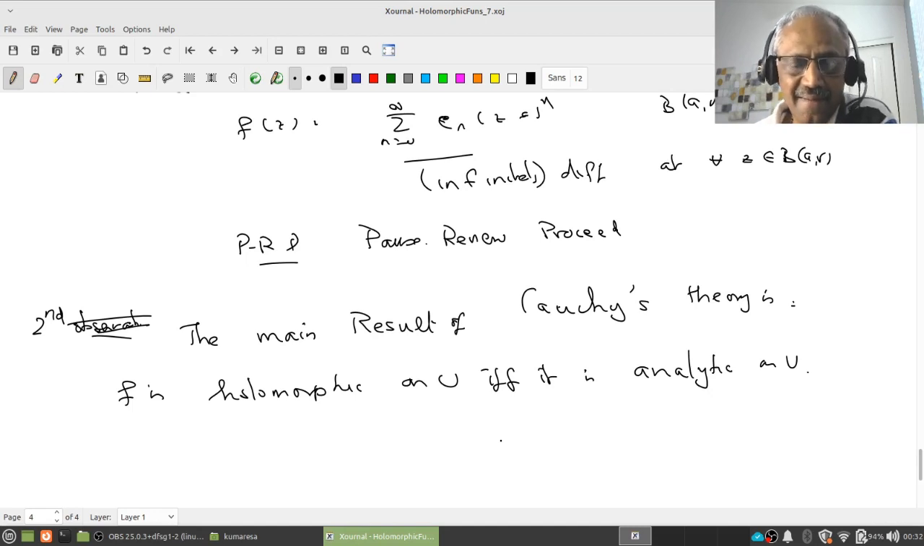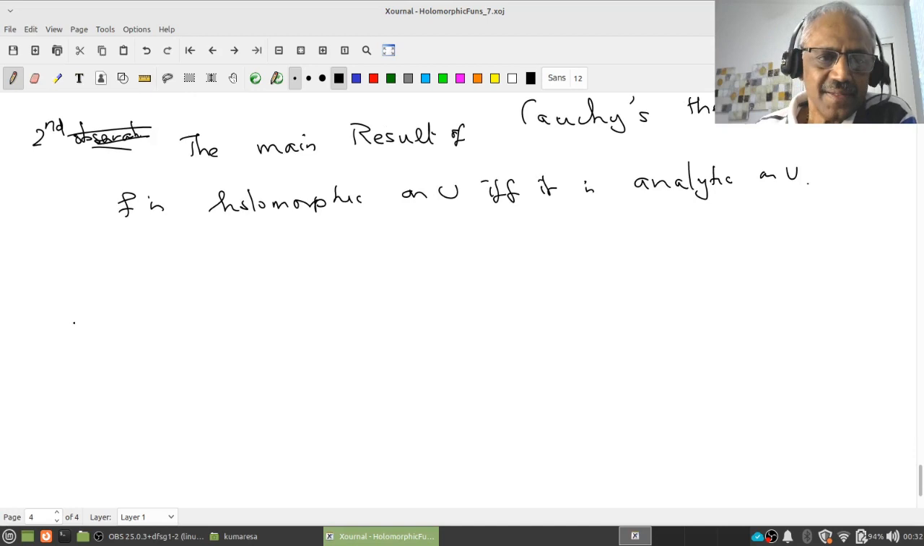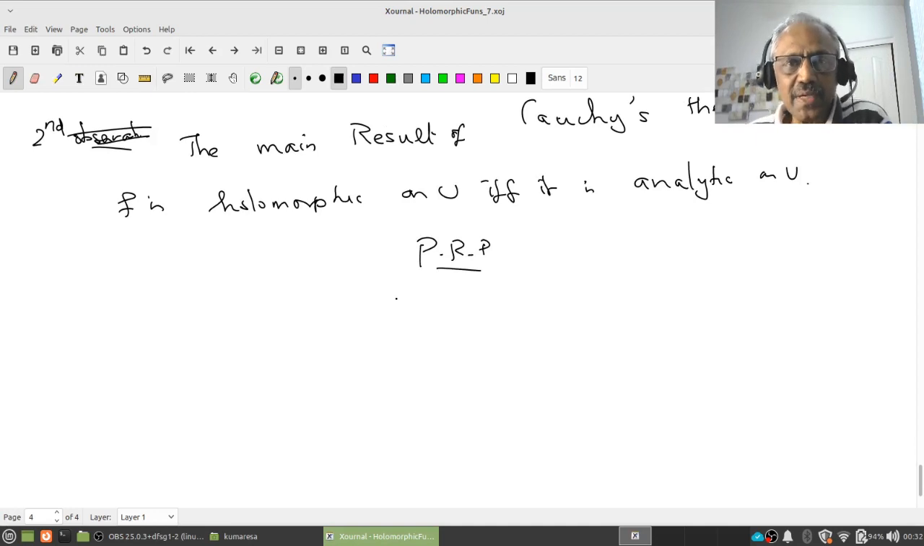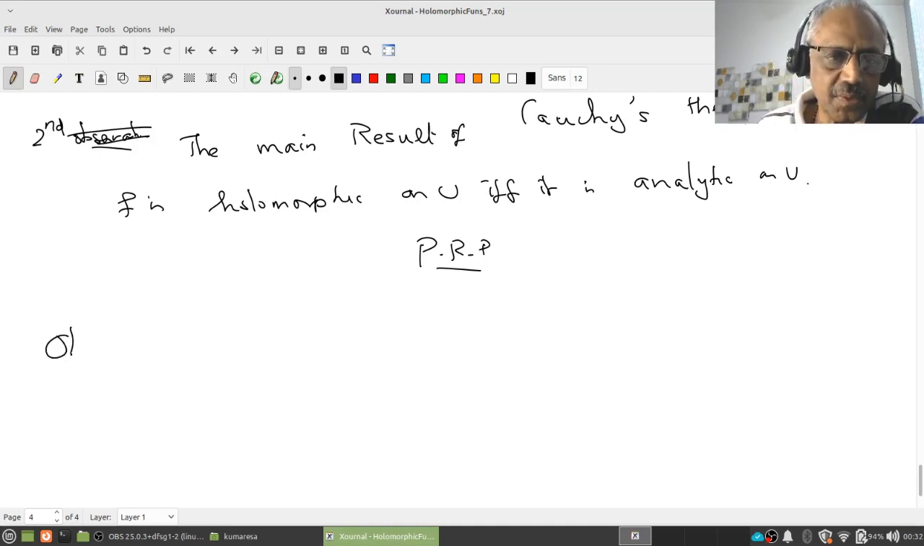Just make sure you understand what this is. So the mystery of why complex differentiable functions are infinitely differentiable is completely cleared. It is demystified because any holomorphic function on an open set is locally a power series, and we know any power series is infinitely differentiable on the disk of convergence. That's it. So observation 2 is this.